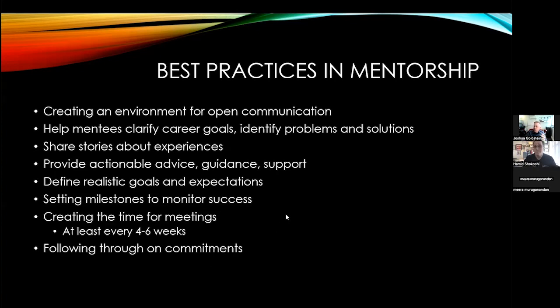I love this: if you don't get a free coffee or lunch from your mentor, then they are not committed to your mentorship. Love that.